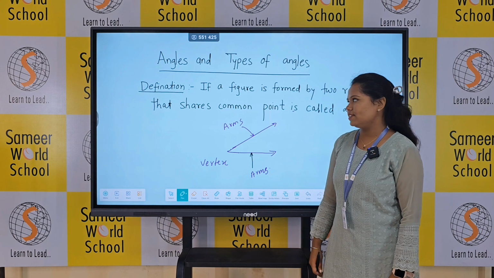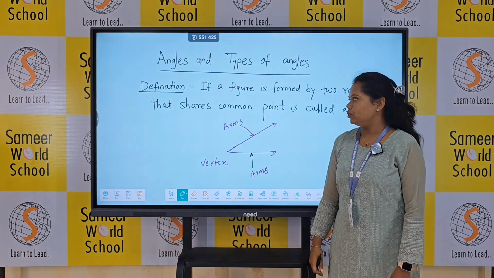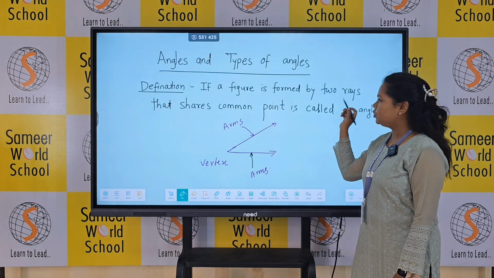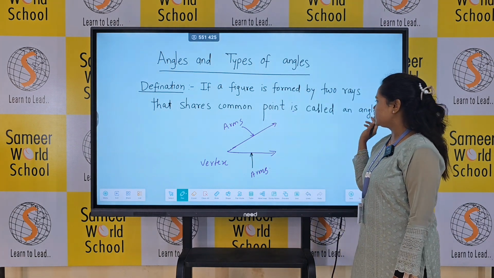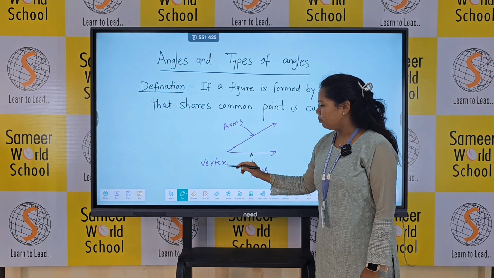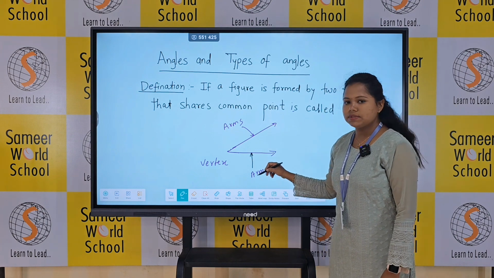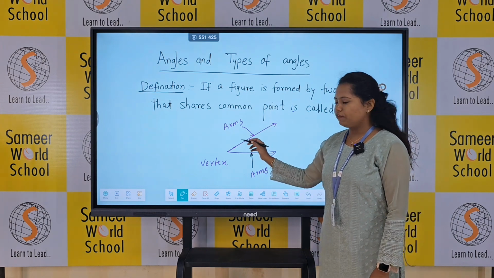Today we are going to discuss a topic, angles and the types of angles. Let's start with the definition. If a figure is formed by two rays that share a common point, it is called an angle. Over here, the two rays are sharing one common point, which is known as the vertex, and the rays are known as the arms. These are called the parts of an angle.